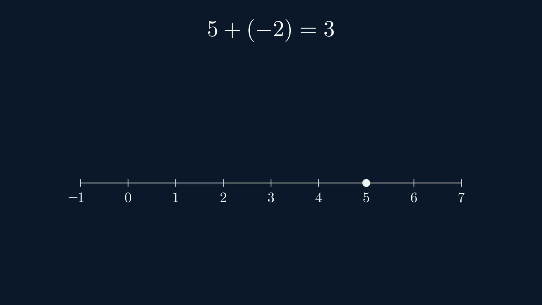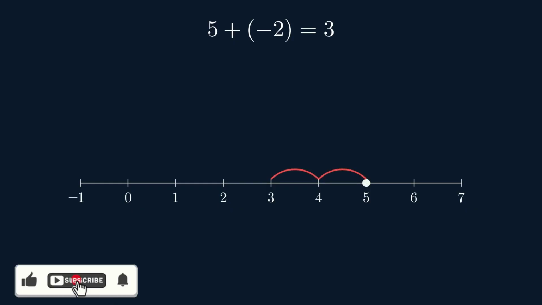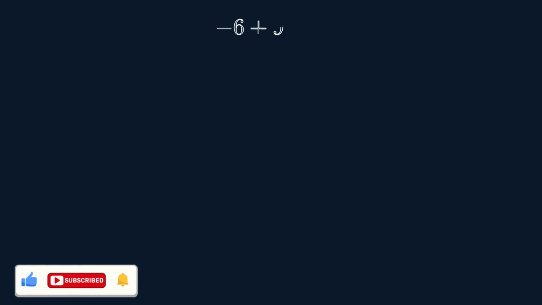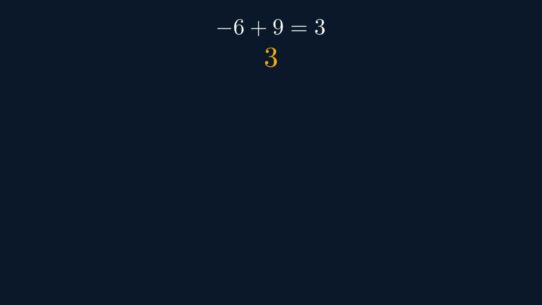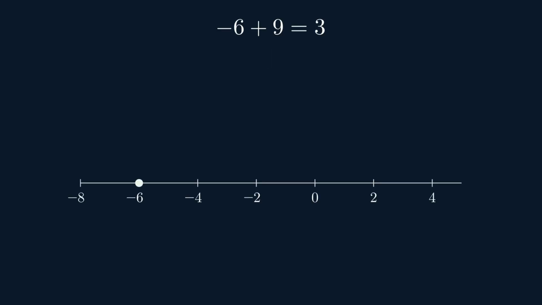Let's go. 5 plus -2. Think about it. We start at 5, move left 2 and get 3. -6 plus 9. Countdown. Start at -6, move right 9 and we land on 3.